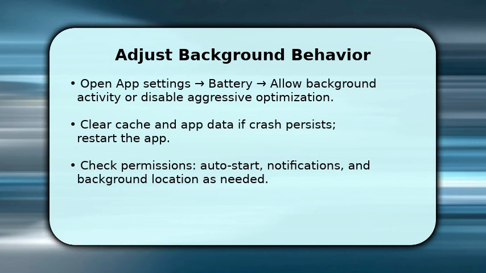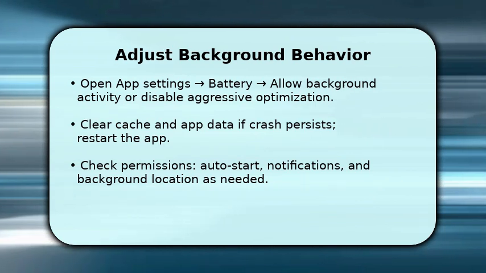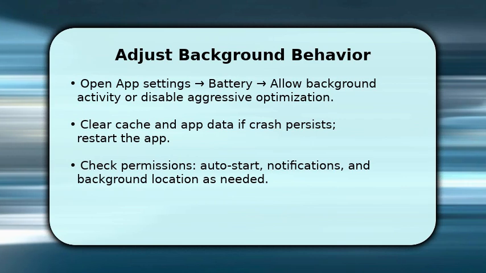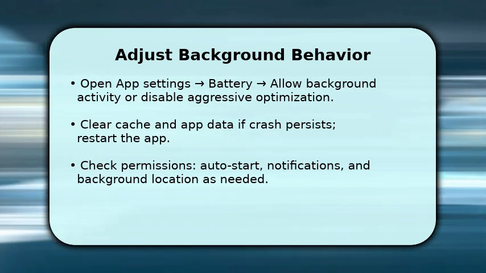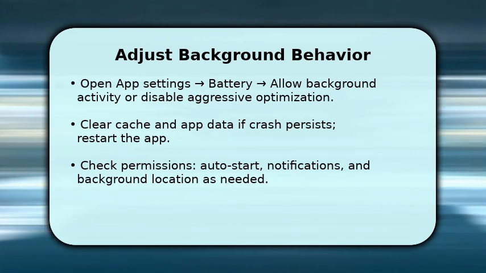If your platform has aggressive optimization, whitelist the app or turn optimization off for that app so it won't be paused. Once done, clear the app cache and only clear data if you've backed up. Clearing can reset problematic configurations. Also confirm required permissions like auto start and background location are granted.